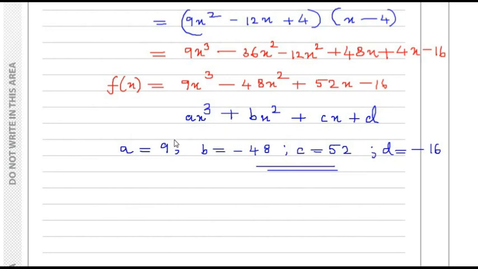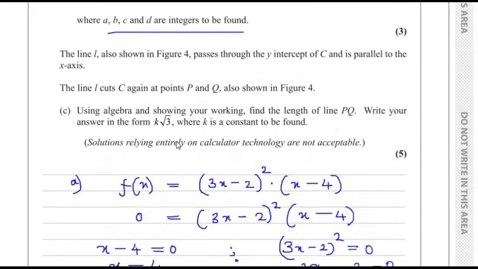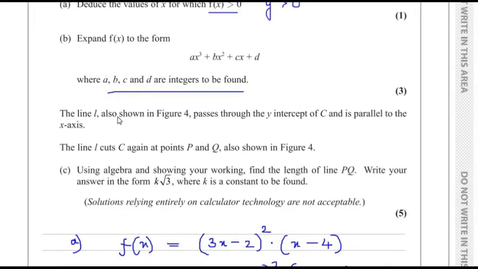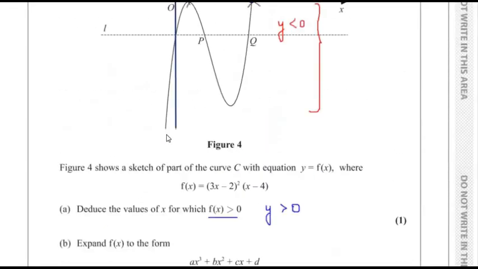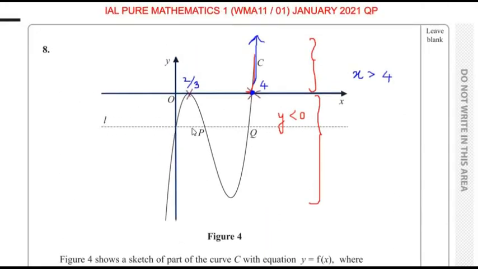Now let us look at part C of this question. The line L, also shown in figure 4, passes through the y-intercept of C and is parallel to the x-axis. So this is the line they are talking about, which is passing through the y-intercept of the curve over here, and it cuts the curve at 2 points P and Q, as we can see, and it is also parallel to the x-axis.